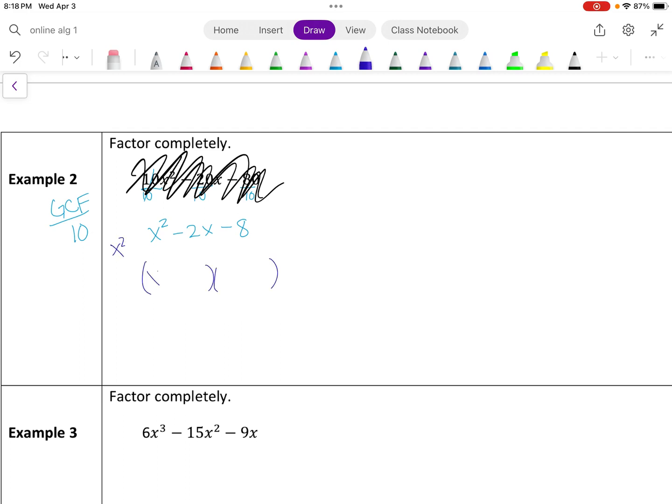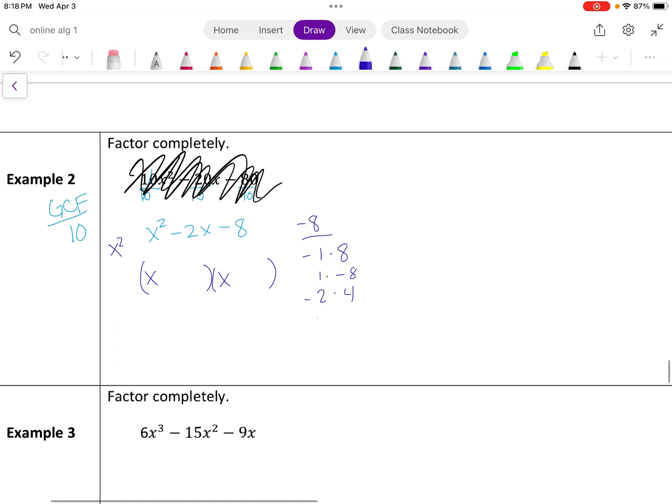Well, the only way to get x squared is to do x times x. Multiplying to be negative 8, we have a couple different options, right? So if I just think about multiplying to be 8, I could do 1 times 8, or I could do 2 times 4. And since it's a negative 8, that doubles my options here. So I'm going to write down all the possibilities. Now, here's my guess and check. I need it to multiply to be negative 8, and I need it to add to be negative 2.